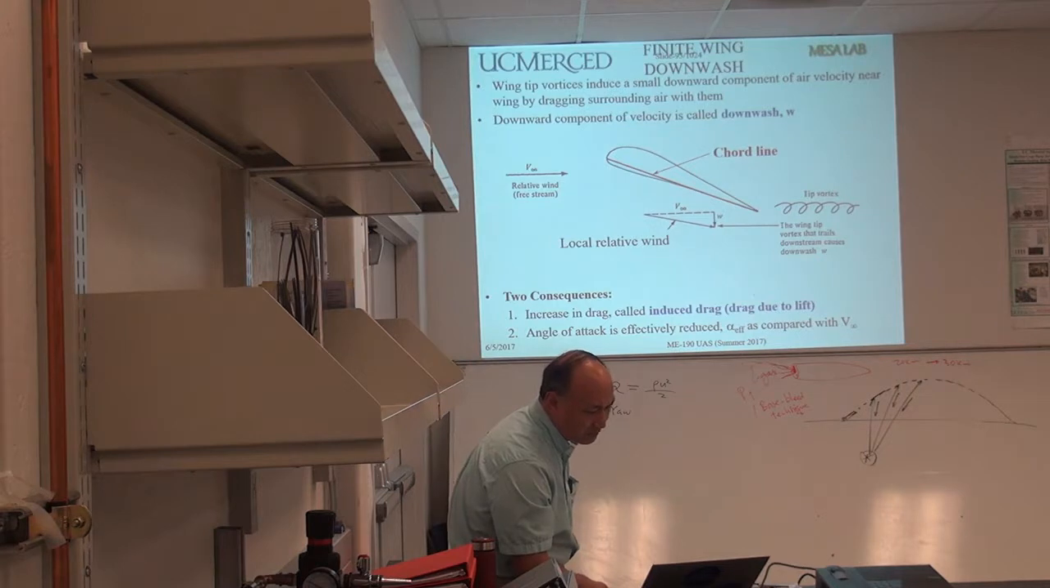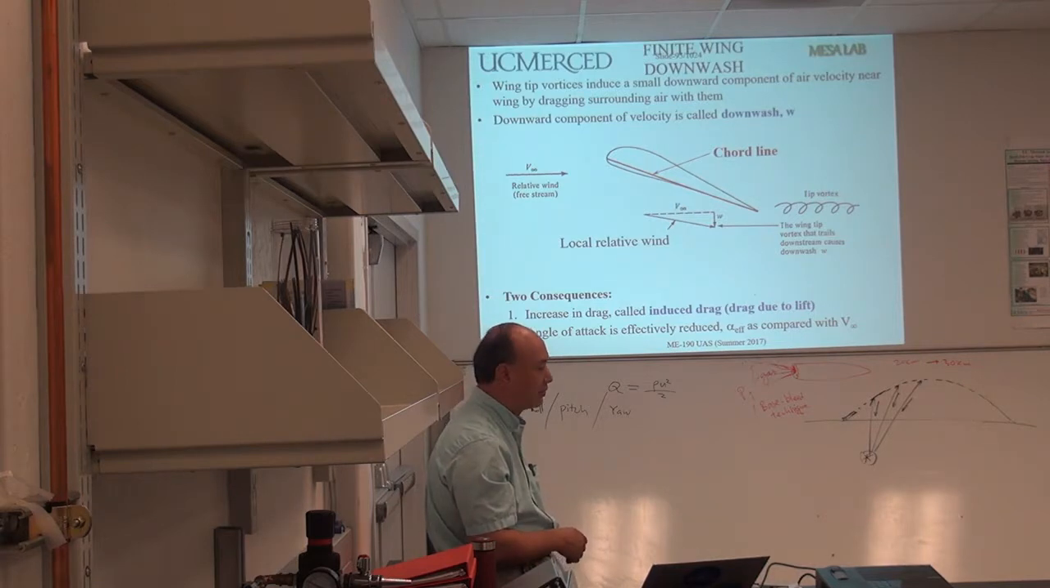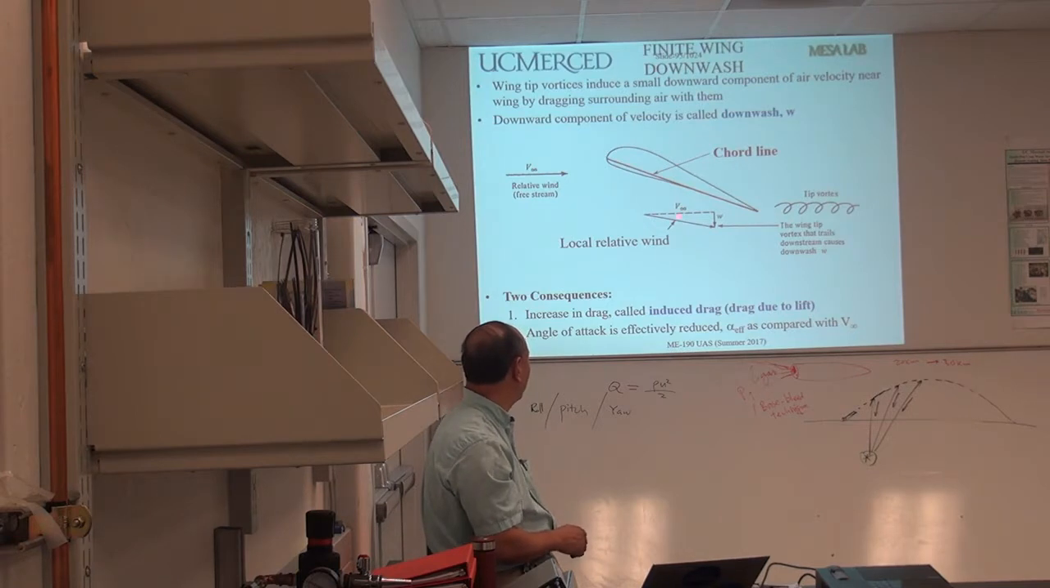So the wingtip vortices induce a small downward component of air velocity near the wing by dragging surrounding air with them. This downward component of velocity is called a downwash, W. So you have a downwash W here, and then this is the local relative wind. Then you have this one, the tip vortices.